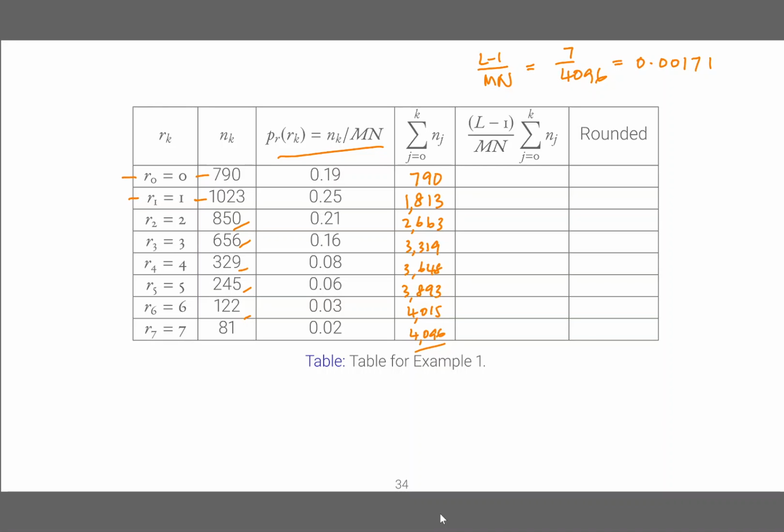So here you would get 1.35, and then 3.10, and you have to round that off to the nearest integer. So here you would get 1, here you would get 3.